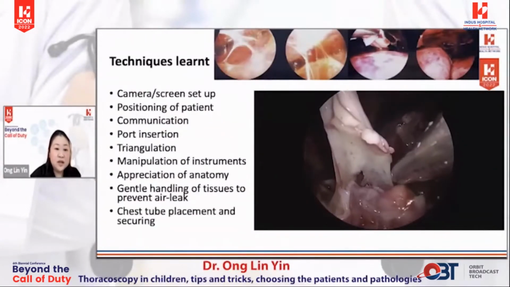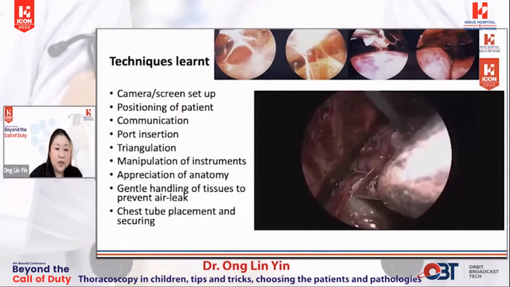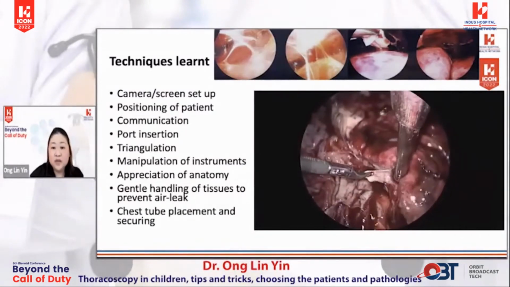And of course, the last skill that they learn is how to put a chest tube and how to secure it in place.